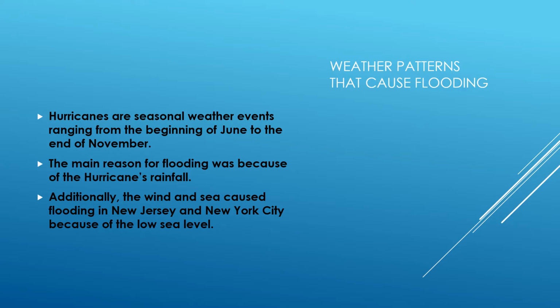The main reason for the flooding in all of the eastern side of the United States was because of the hurricane's rainfall. Additionally, a lot of wind and sea water caused flooding in New Jersey and New York City because of the low sea levels. Some background information about this hurricane is that it started in Jamaica and almost made a straight northward pattern up to Maine and off split.